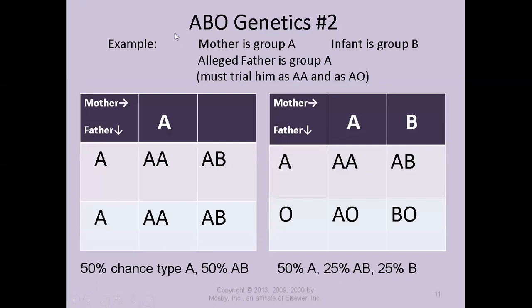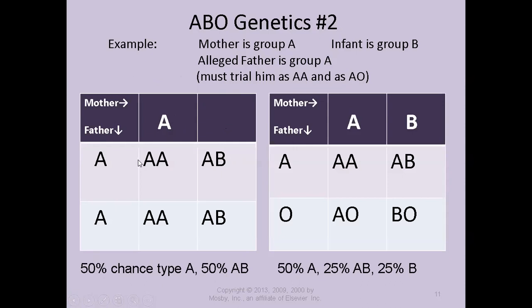In this example, we have a mother who's group A and an infant who's group B, and the alleged father is also group A. So here we would have to do the trial twice, with him as AA and then AO. Oops, sorry, I made a mistake with this. It looks like the mother is AB. I'll have to fix that. Sorry guys. So there would be a B here.